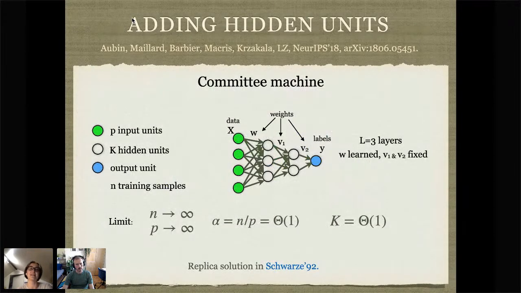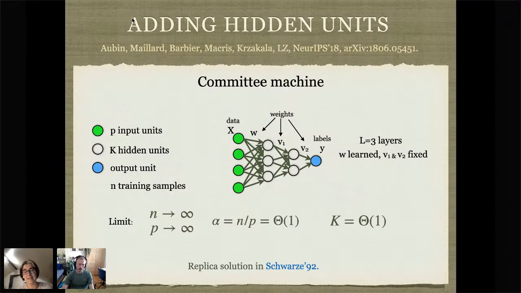On the side of adding hidden units, one thing that we can do, and that again goes back to the physics literature in the 90s, is to add hidden units. That would go to a variant of the teacher-student model that is called the committee machine. We can solve it using similar methods and prove it using analogous proofs when the number of dimensions p and the number of samples n are both large with a fixed ratio, the same as before. And now the number of hidden units needs to stay of order 1. It cannot really go large. It needs to stay of order 1 so that the theory holds.